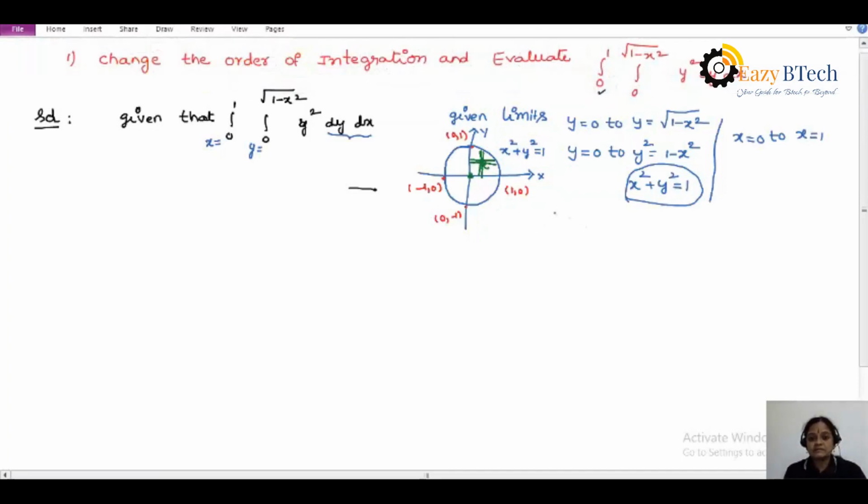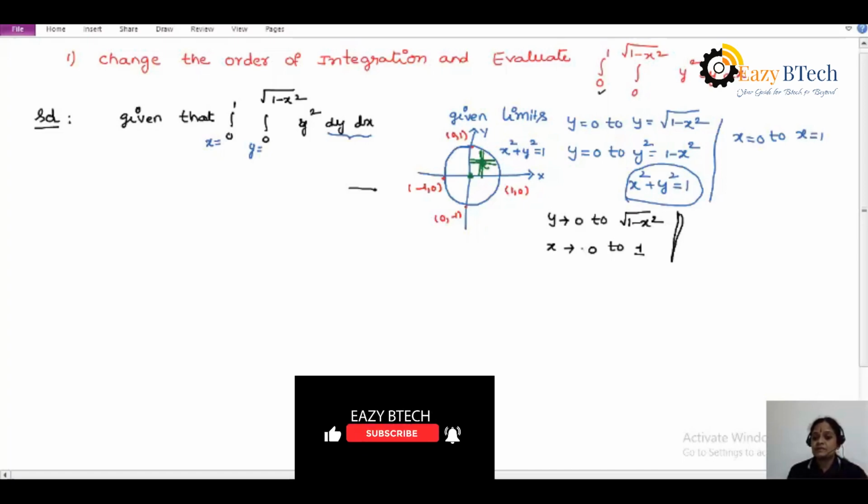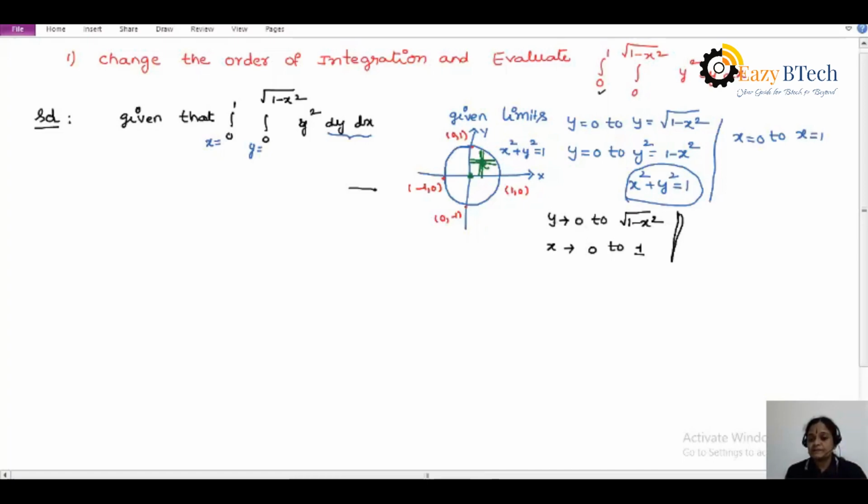So see here students, the y limits are given here as 0 to root of 1 minus x square, and the x limits are given as 0 to 1. These are the given limits. Okay students. According to these limits, y is in terms of x and x is a constant. Then to change the order of integration, we have to make y a constant and x the variable limits. Okay students, have you understood? Y in terms of x and x in terms of constants was given in the question.